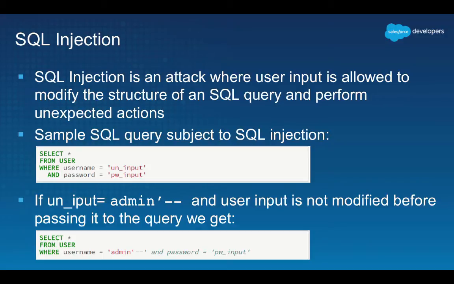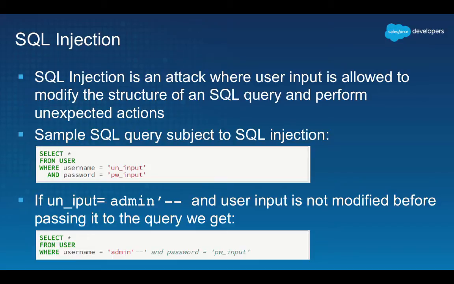So to get the user that you provided the username and password with, this is probably what it's going to look like. You're going to select all the fields from the user table where username equals the username input, and password equals the password input. It looks all fine and dandy, but what happens if a malicious user decides to put in admin, single tick, dash dash as a username?